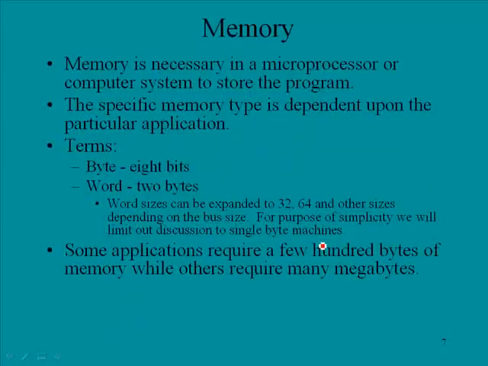Memory. Memory is necessary in a microprocessor or computer system to store the program. The specific memory type is dependent upon the particular application. And terms, there's a term called a byte, and we've talked about that in earlier chapters. A byte is 8 bits. And there's another term called a word. This typically is referring to 2 bytes, but word sizes can be expanded to 32, 64, and other sizes depending on the bus size. For purpose of simplicity, we will limit our discussion to single byte machines.